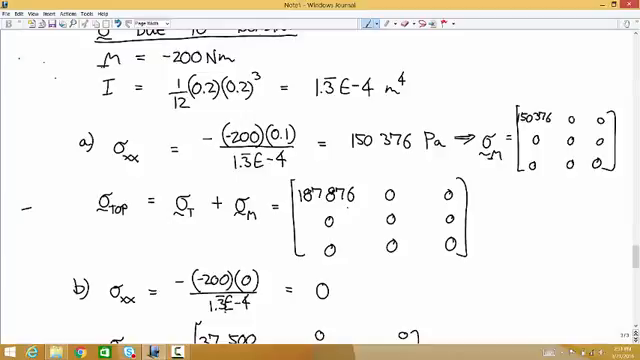Okay, and then from there you could calculate max shear, you could calculate the strain, all that kind of stuff that we've done with stress tensors this whole class so far. Okay, that's it.